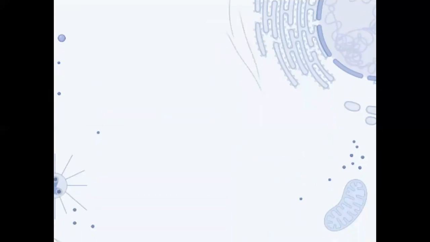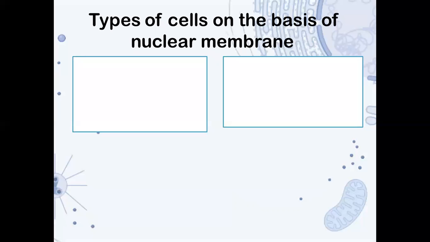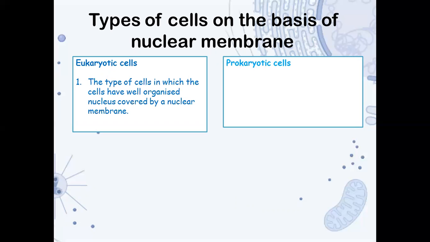And therefore, we would be studying about types of cells on the basis of nuclear membrane. There are two types of cells on such basis: eukaryotic cells and prokaryotic cells. Eukaryotic cells are the type of cells in which the cells have a well-organized nucleus which is covered by a nuclear membrane, while prokaryotic cells do not have a nuclear membrane and thus do not have a well-organized nucleus. Let us understand this concept with the help of a few figures.